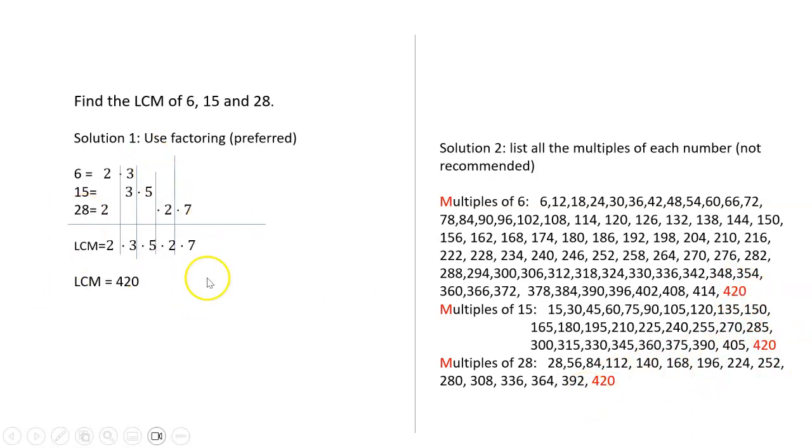So you can see the first method is much quicker, much easier. And also this first method can be used to find the greatest common factor. So we're going to look at that in the next video.